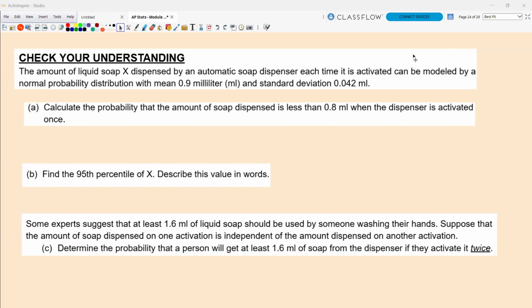Guys, this is a check your understanding. It's probably best that you try to do these on your own. So you're going to want to pause the video, read through the questions, and answer them. And then you can unpause them and I'll work through them.